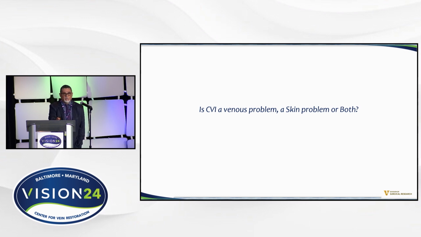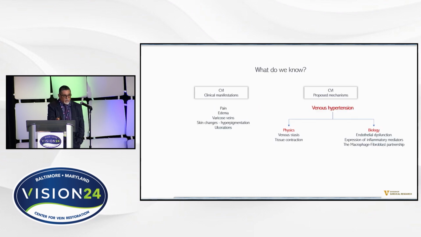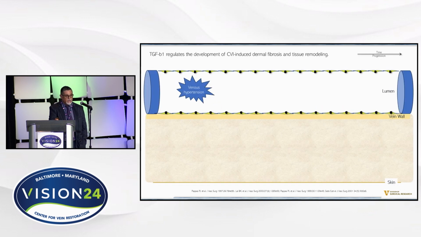So in order to try to explain basic science concepts to the clinical audience, usually two outcomes are possible: this will become very interesting or very boring. I will try to see if this can be very interesting for you. The way that I put together this talk is to try to answer a question: is CVI a venous problem, is it a skin problem, or both? What we know is that venous hypertension is the proposed mechanism that leads to several changes related to the superficial veins, related to physics and biology, including endothelial dysfunction in the biological component.